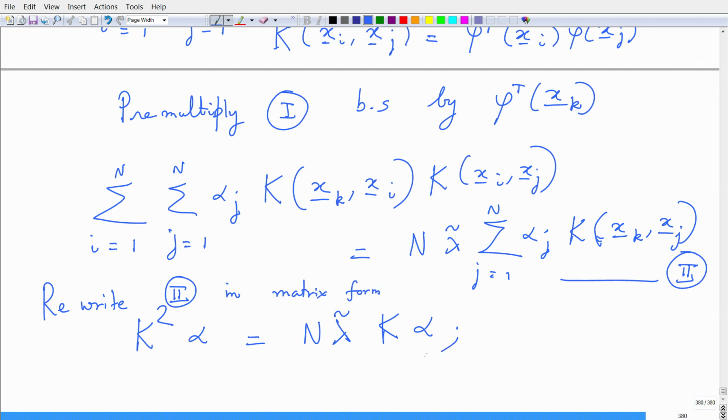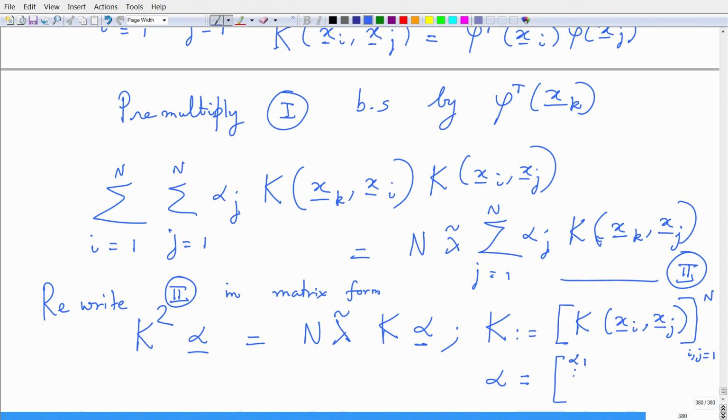right. So, just a small note that this matrix K is my Gram matrix comprising of the kernel evaluated over the pairs of data points xi and xj, right. i, j goes from 1 to N, and alpha is my vector. If I want, I can put this vector here, which is my column vector stacked by alpha 1 to alpha capital N.